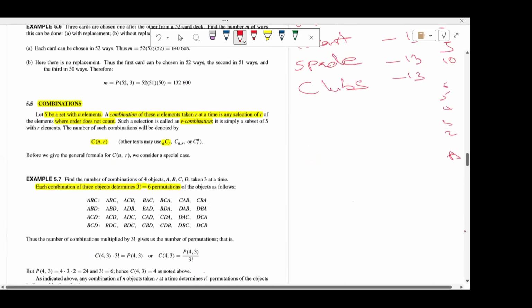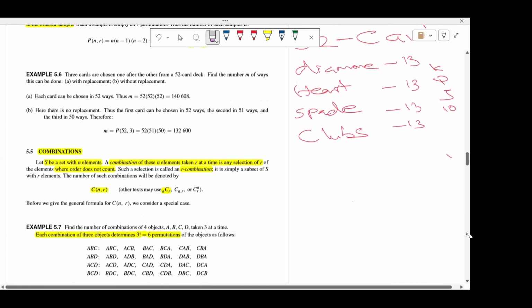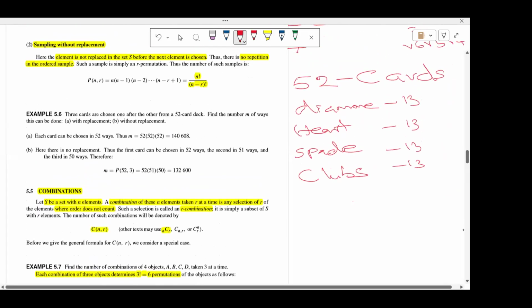Does anyone need me to explain the card deck? Please let me know, otherwise I will explain. Most of you are familiar with it. Most combination questions utilize the card deck. Okay, then no need to explain.